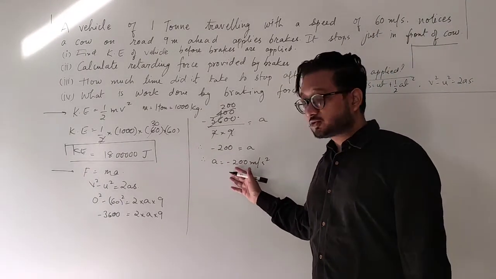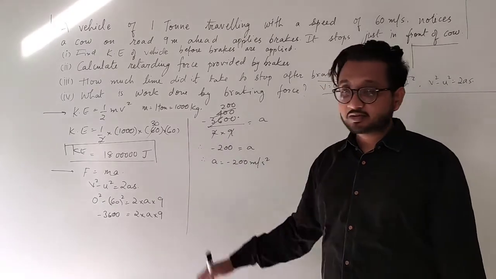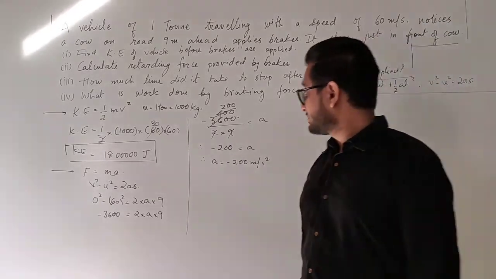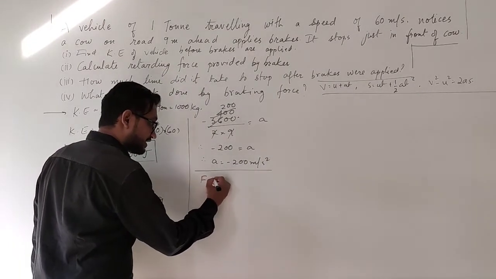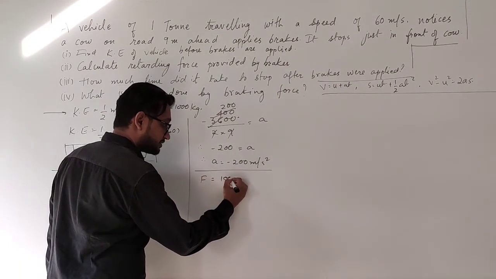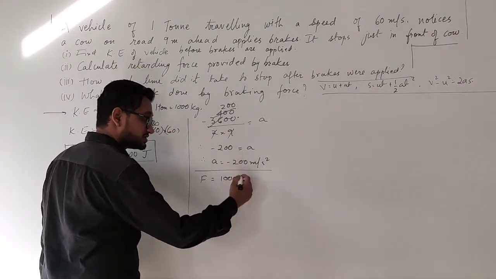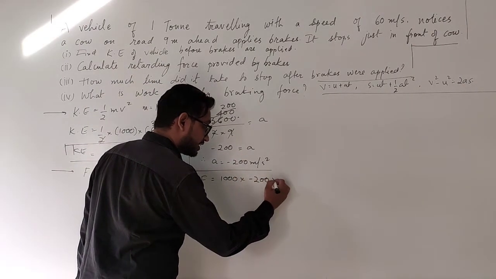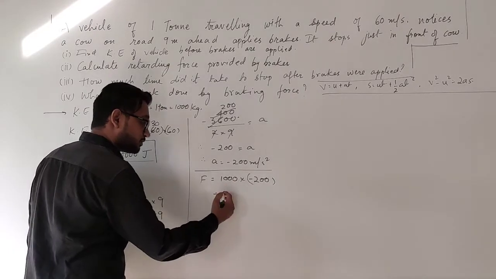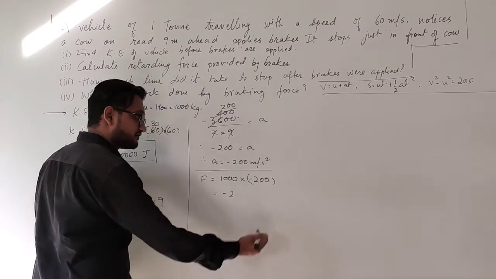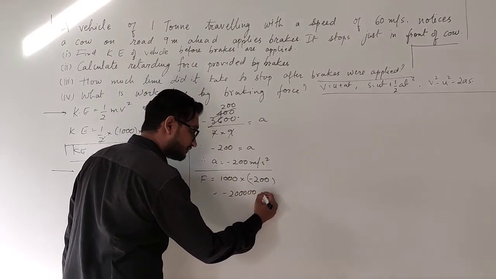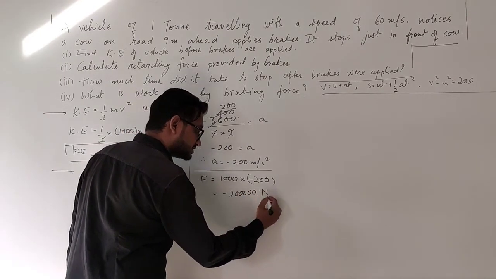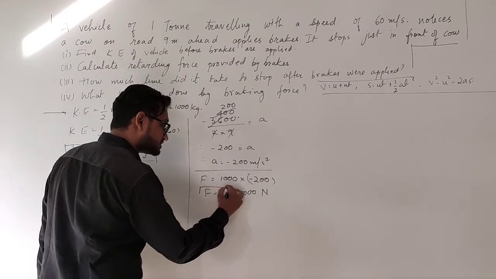Now in order to find the force, all you need to do is apply this acceleration on that formula. We have the mass as well. So continuing, force F is equal to mass, that is 1000, into acceleration, that is minus 200. So 2 into 1 is 2, but with the minus sign, and we have 5 zeros. So 1, 2, 3, 4 and 5 zeros, minus 200,000 newtons. So this is the force applied.